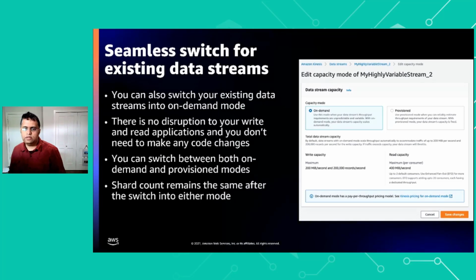Now, when you do that, the shard count remains the same. So if you have a provisioned stream with 100 shards, when you move that to on-demand mode, it starts with 100 shards, and then it actually scales depending on how your traffic patterns scale over a period of time. So that's the second key element, which is the seamless aspect of it. It's how you can switch not just your existing streams, but you can also move between the provisioned and the on-demand as your needs change.